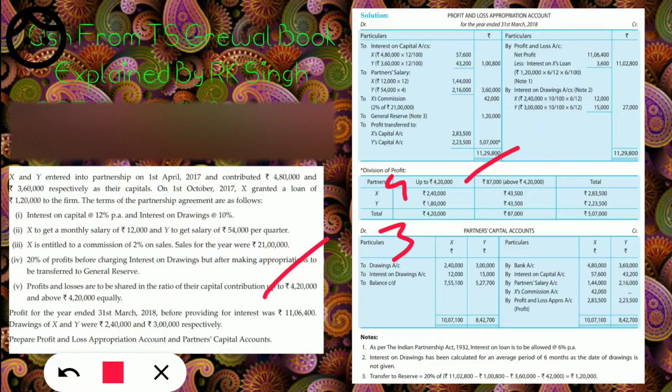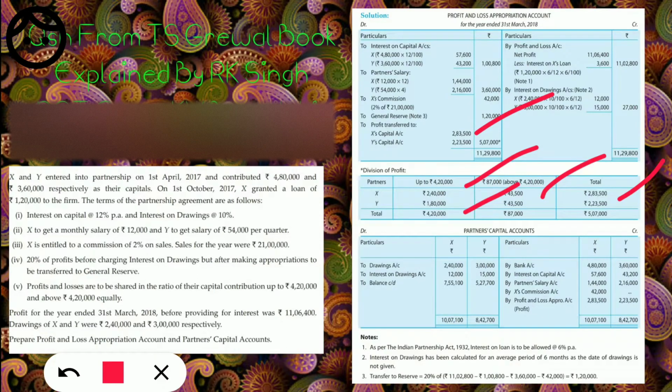Now the remaining amount is how much? 5,07,000 minus 4,20,000 equals 87,000. This 87,000 will be divided equally between X and Y, so 43,500 each. So X is getting 2,40,000 plus 43,500, which is 2,83,500, as shown here, and Y is getting 1,80,000 plus 43,500, which is 2,23,500, which we have shown here. Now this is the calculation of distribution of profit.